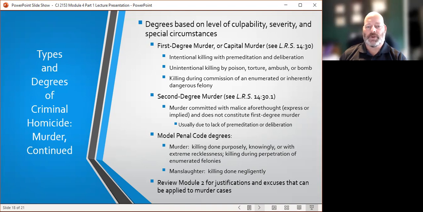It defines murder as the killing done purposely, knowingly, or with extreme recklessness. Killing during perpetration of an enumerated felony constitutes murder as well. And then manslaughter is the killing of another in a negligent manner. So take a look at Module 2 and review the justifications and excuses that can be applied to murder cases.